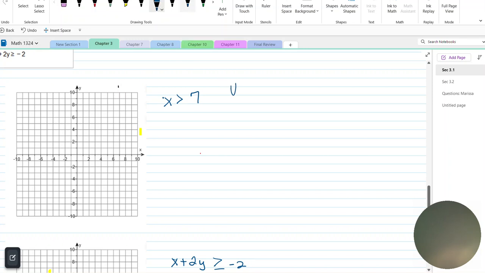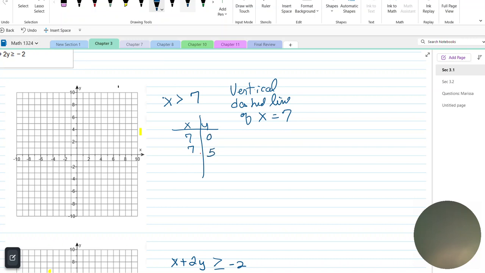So what we're looking at is a vertical line, and it's dashed, of x equals 7. So if I was to do a t-chart, then x is always 7. So I can put 0 and 5, and I can plot those. And it's a dashed line. So let's look at those two ordered pairs. X is 7. So here is 7, and I have (7, 0) and (7, 5). And I'm going to draw my line as carefully as I can.